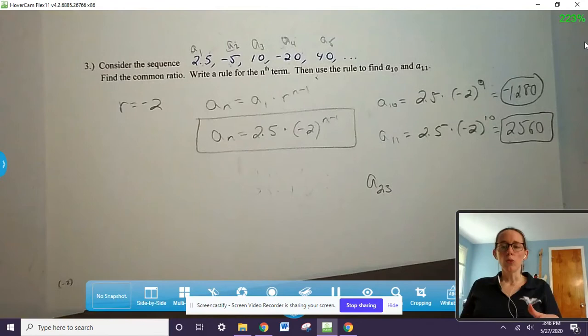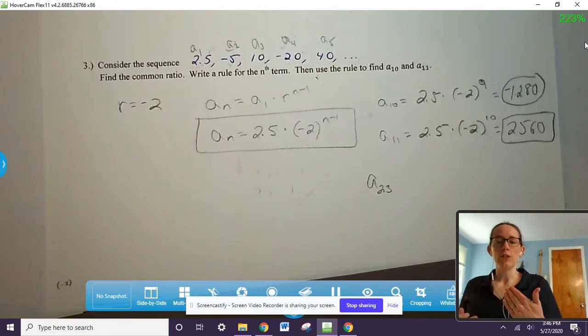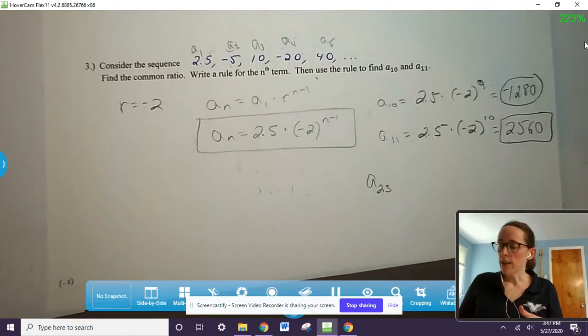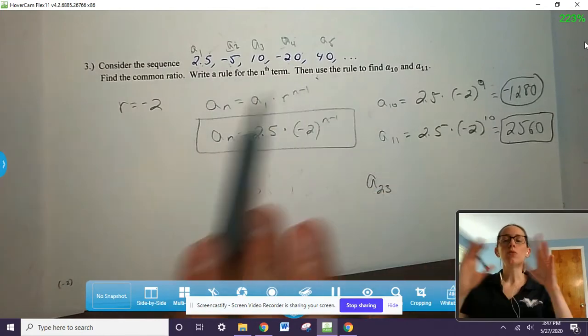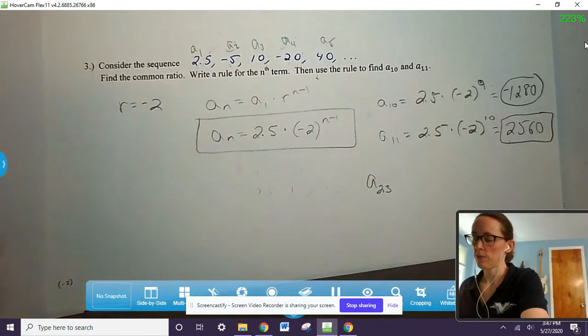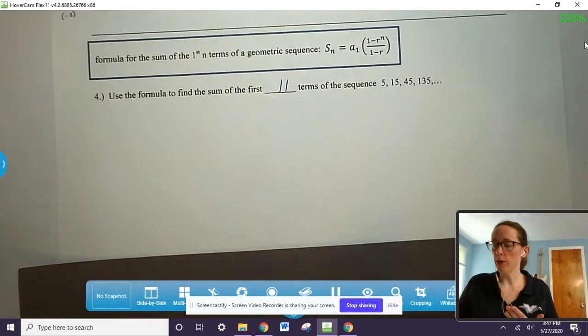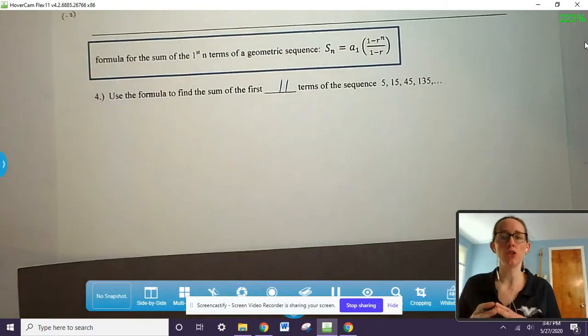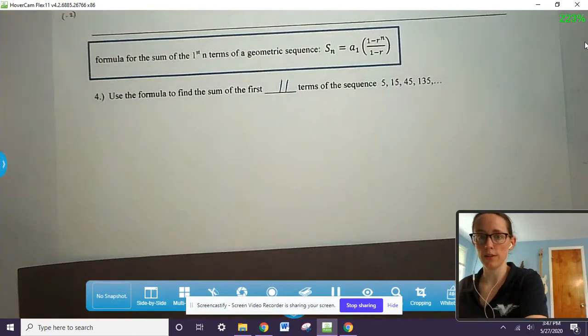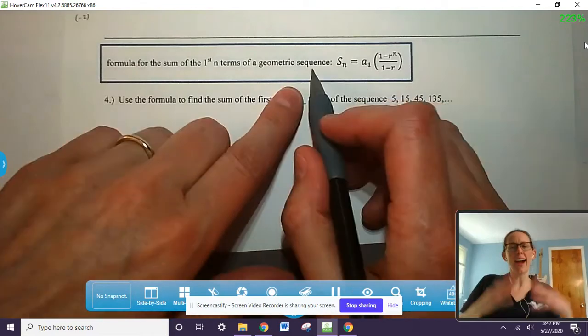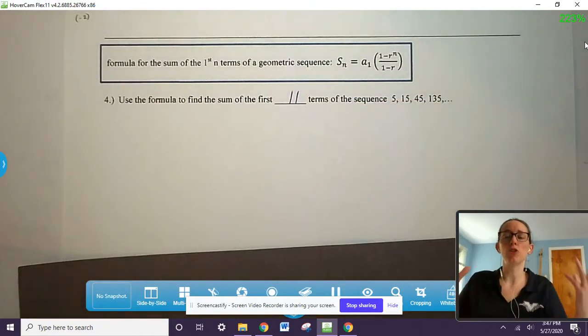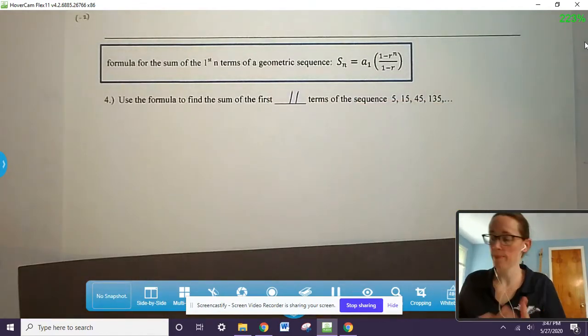Now that we've done some work with sequences, let's start to talk about series. A sequence is when you have the list of numbers. A series is when you go to add up the numbers. So here is the formula for the sum of the first n terms of a geometric series, or sequence, because we're adding them up. So you can say we're adding up the terms of the sequence, or you can say it's a series.